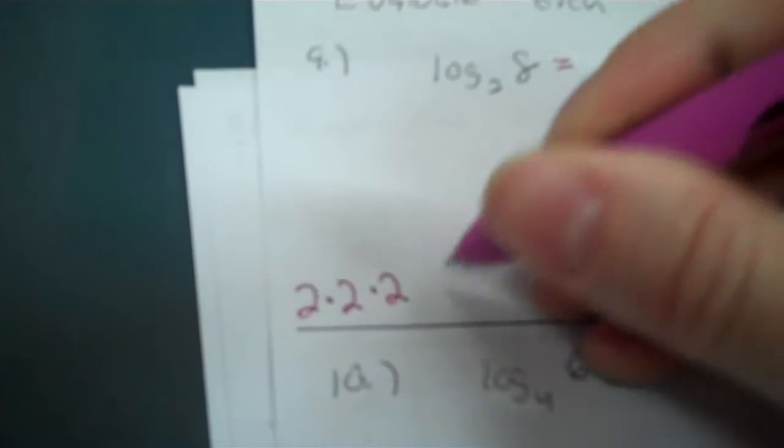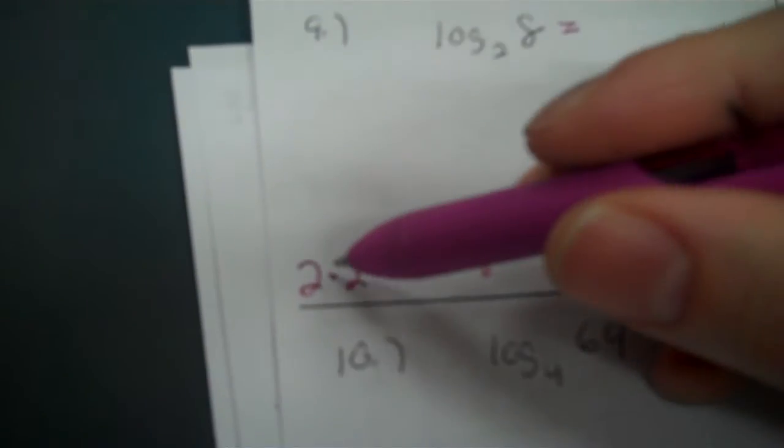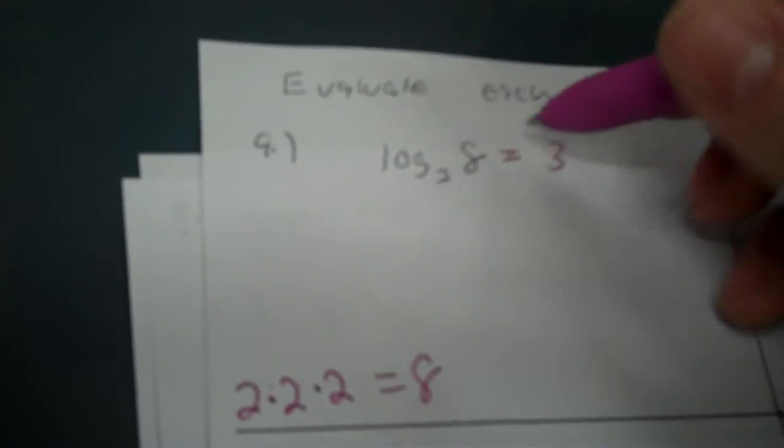Okay, evaluate the logarithm. You're trying to figure out what the logarithm is equal to. These are going to be kind of easy, okay? This one might throw you for a loop, but it's not a hard one. So I multiply 2's till I get to 8. 2 times 2 times 2 is 8. How many factors of 2 do I need? I need 3, so I put 3, and that's the answer.